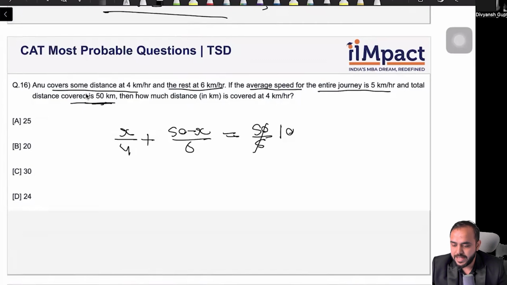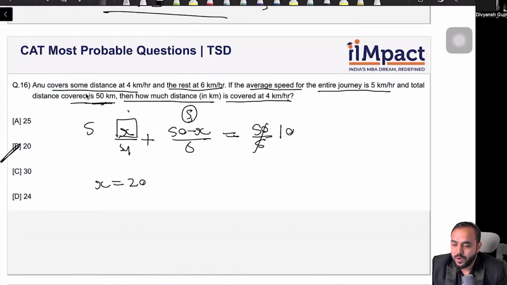From here, I can get the value of x as 20. So 20 by 4 is going to be 5 and 30 by 6 is also going to be 5. So then how much distance is covered at 4 kilometer per hour, which is x, which is 20. So directly we are getting our answer from this.